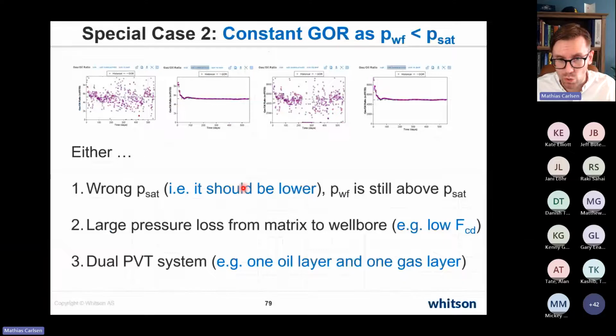But I think it's a really plausible explanation, and Kurt has written a ton of papers on this as well. We'll actually look at how it can be a plausible explanation for even GORs going down, so we'll talk about that too. Special case number three.